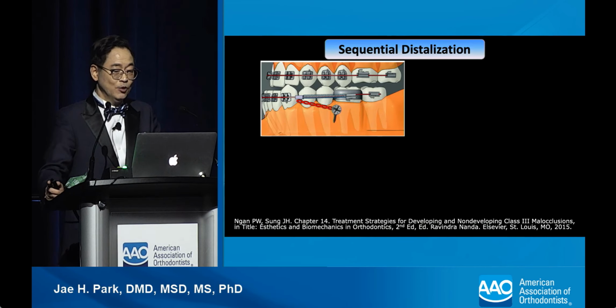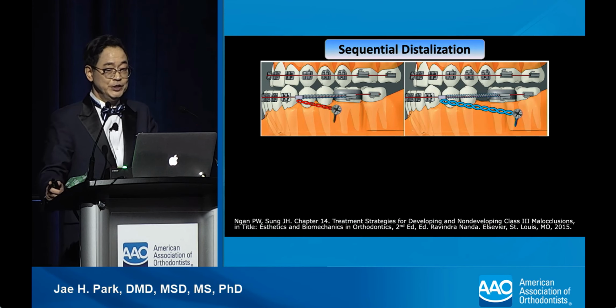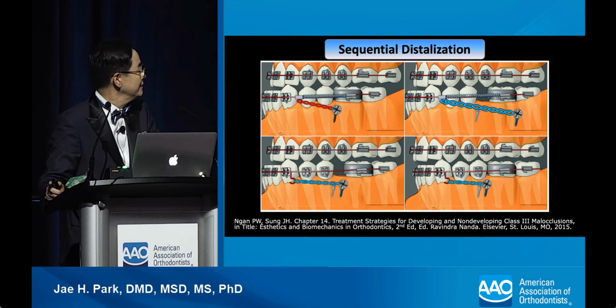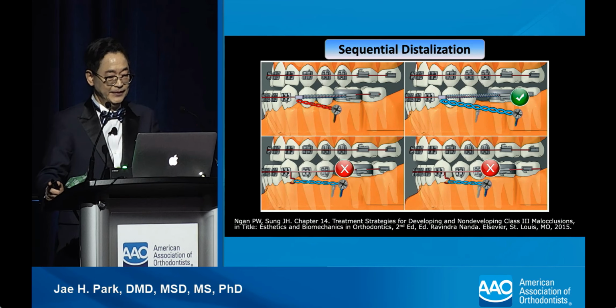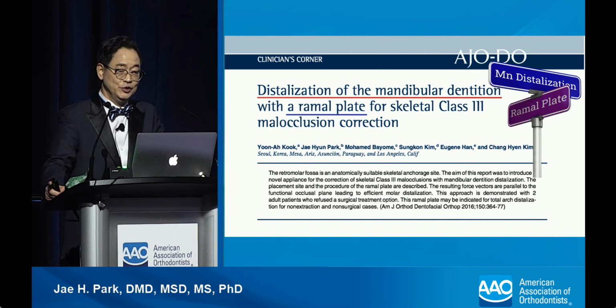No brackets on lower 4 and 5. If we use buccal shelf mini screws, we don't have to relocate the teeth. Do we have another approach for distalization of lower dentition?